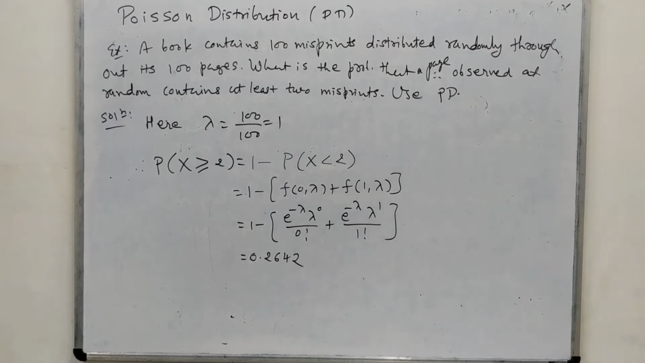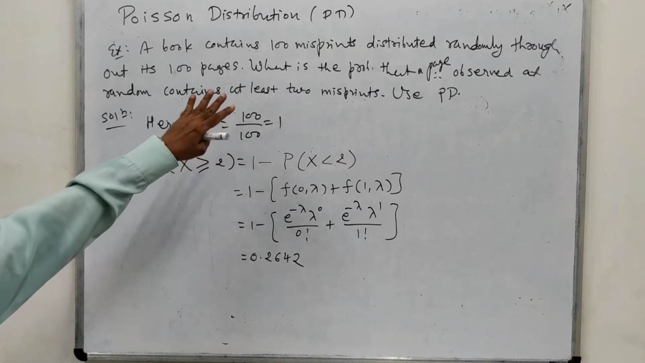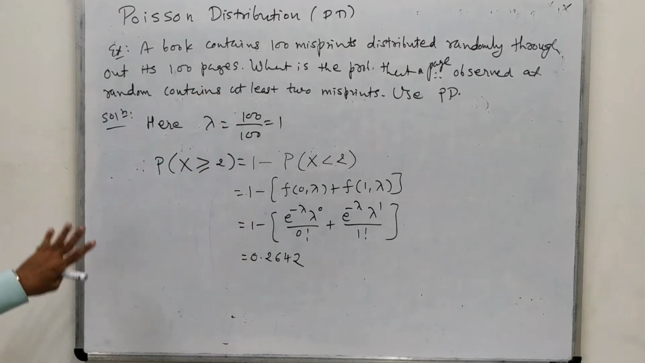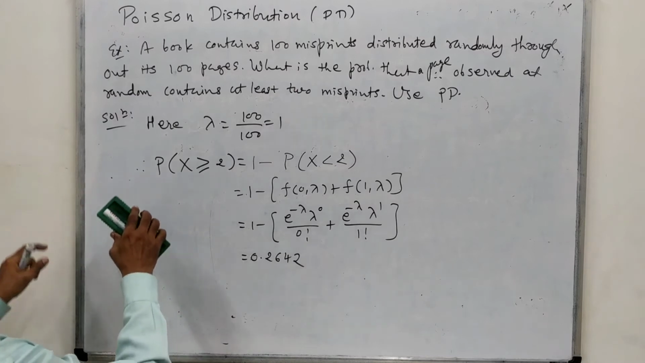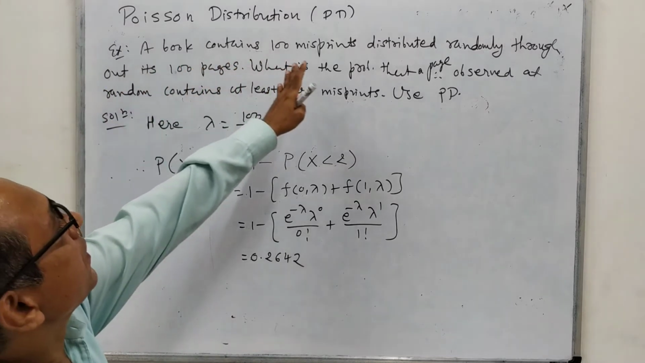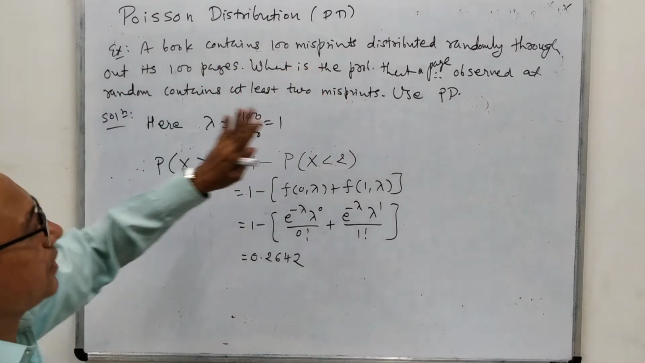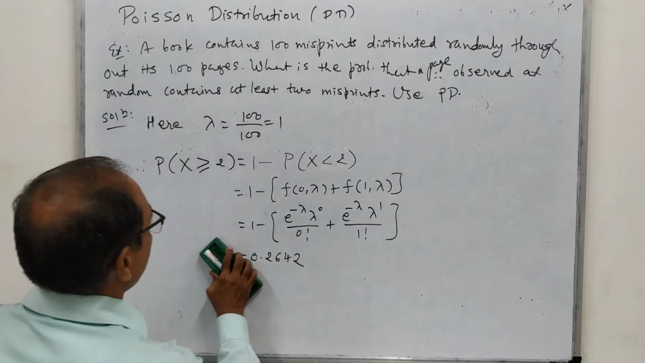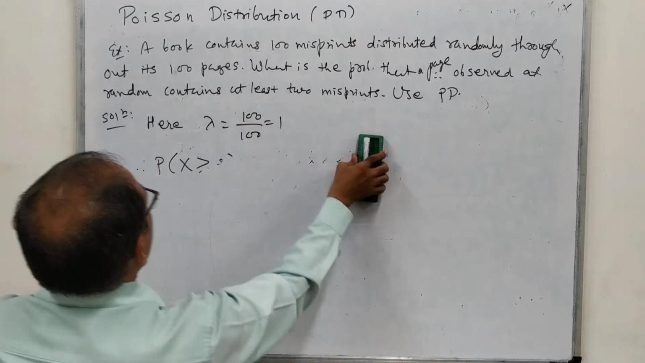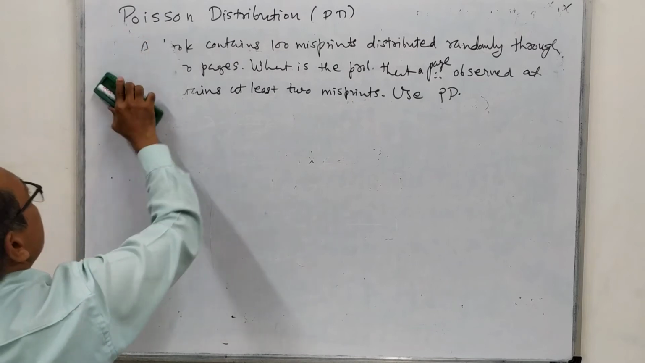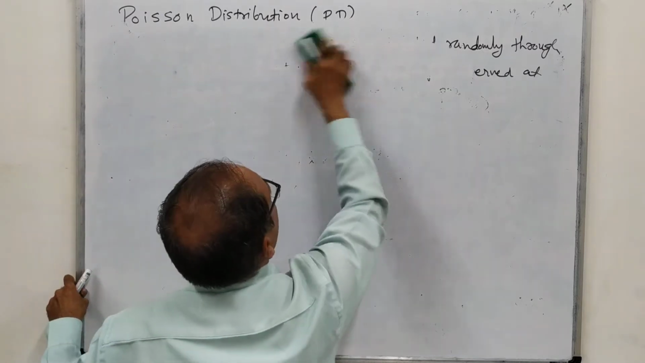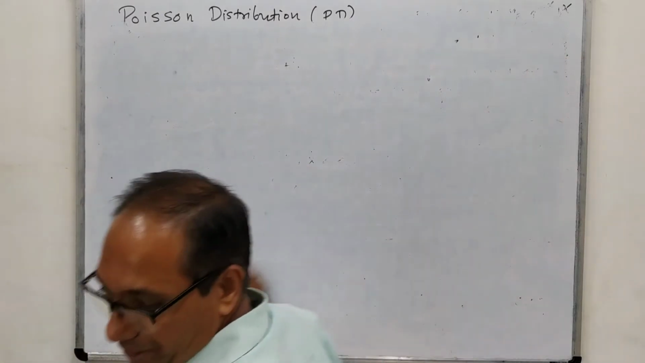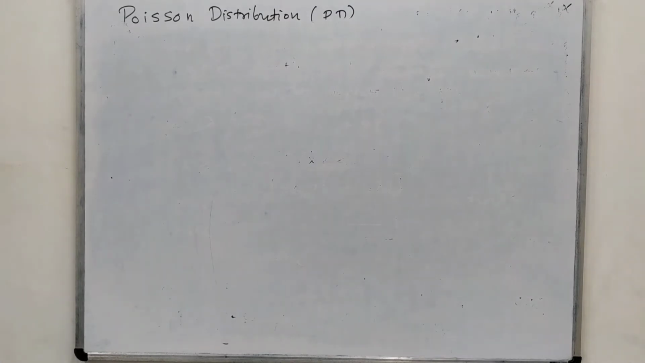Now let us see one more example. I hope that you have understood this solution, because nothing is difficult here. This kind of misprint problem we have seen in the last lecture also, but with some other data. This example was also asked in a previous examination. So now let us see one more example.